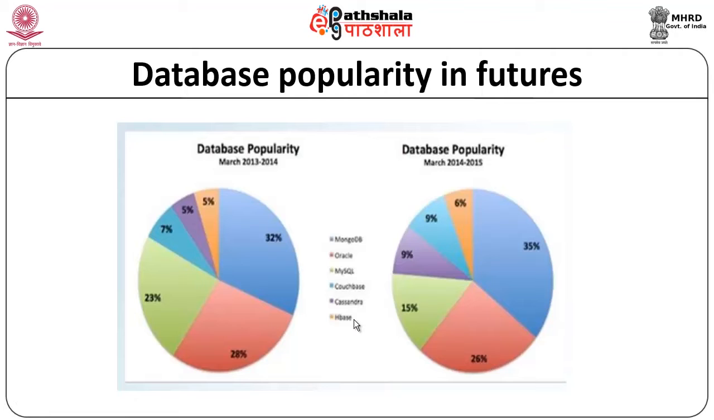But when they took the same survey in the year 2014-15, they found there was a steep rise in the usage and applications of NoSQL databases, which can be easily seen from this pie chart. See here, originally Oracle and SQL were having 28% and 23% respectively. Now, in 2014-15 you can find there was a decrease in the usage of relational databases like Oracle and SQL, but an increase in the usage of NoSQL databases based on this survey. This shows NoSQL databases are finding more popularity when compared with regular and traditional relational databases.